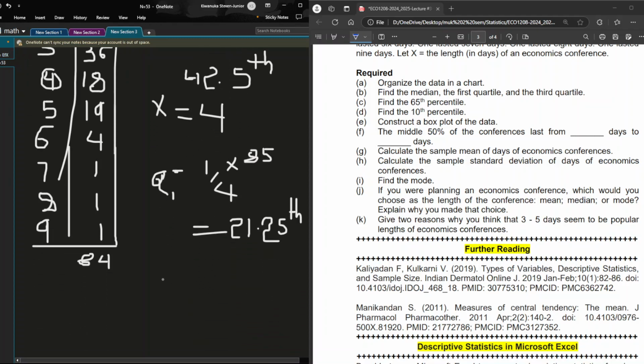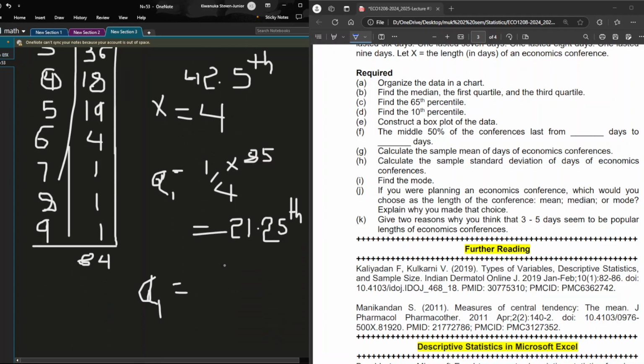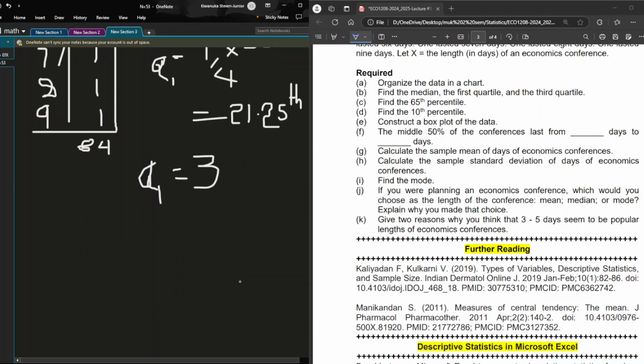Then if you get me, our Q1 is 3. Reason being, the first 4 conferences took 2 days. Then when it was this conference, the 21st year, it was in this 3rd day. That is the implication. So Q1 becomes 3. Probably I've explained that explicitly.